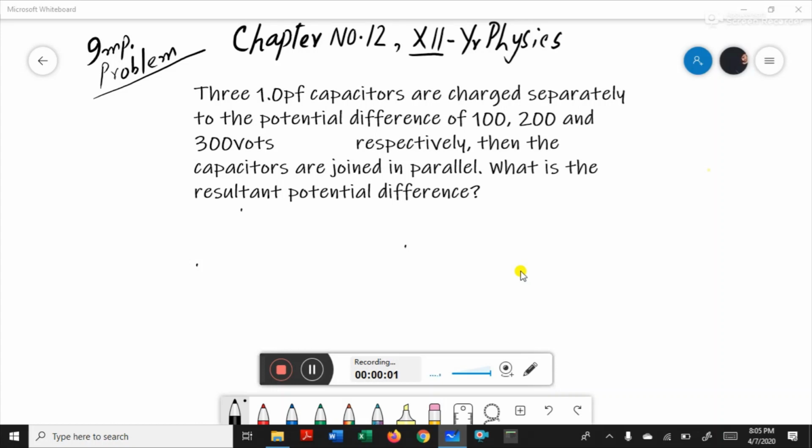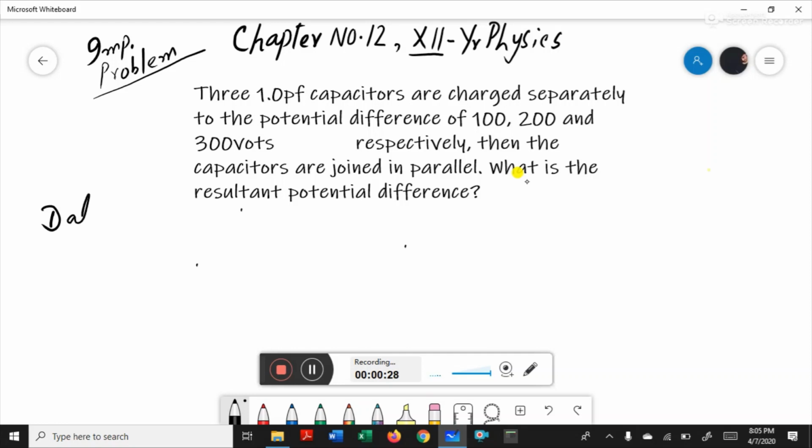Now we will start to solve the numerical. सबसे पहले हम न्यूमेरिकल को थॉरली पढ़ेंगे और उसके अकॉर्डिंगली डेटा फॉर्म करेंगे। Three 1 picofarad capacitors are charged separately to potential differences of 100, 200 and 300 volts.